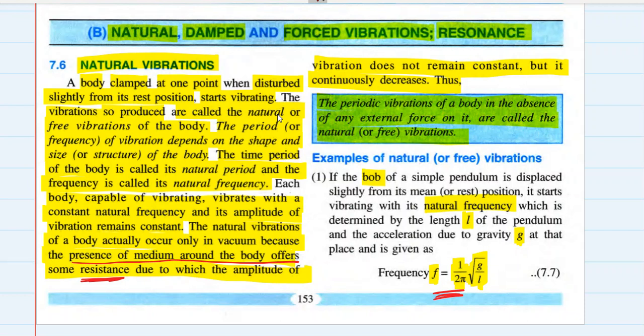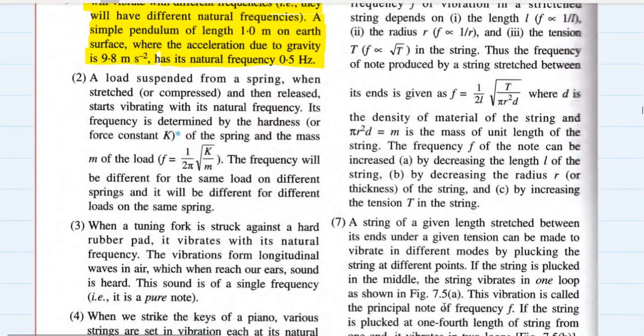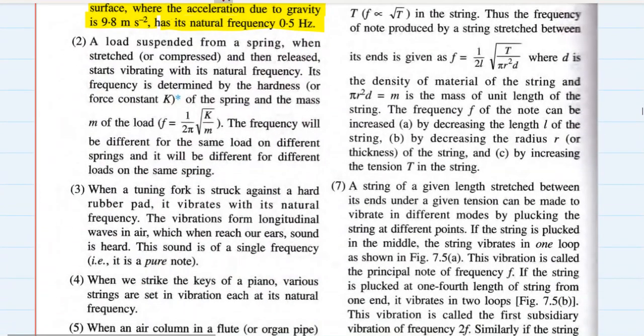ये जितने भी example, ये first example मैंने दिया, मैंने बताया इसमें कि this is possible only in vacuum. आगे जितने भी examples हैं, मैं तुम्हें examples explain करूँगा, but I am not going to again and again repeat that these are ideal conditions, ideal cases. Okay? चलो. Next example of natural vibrations.